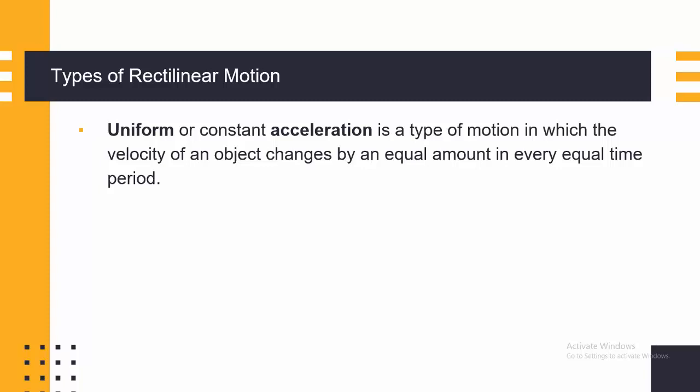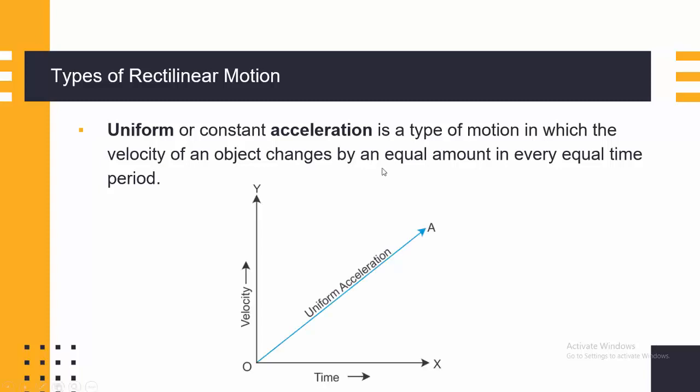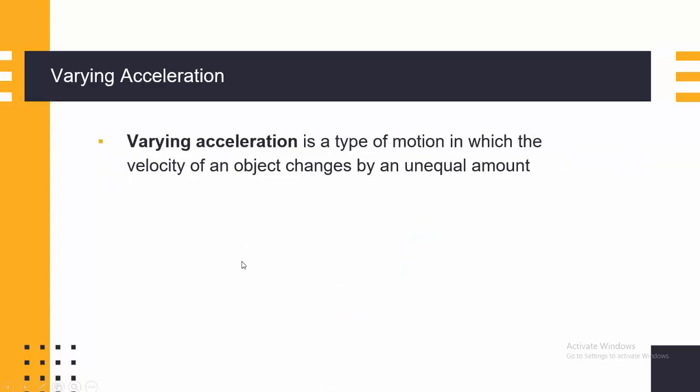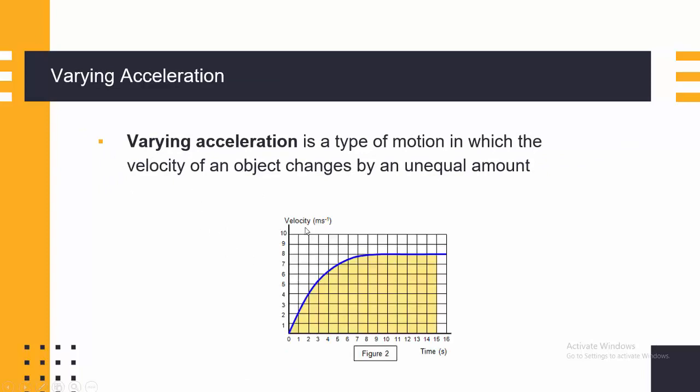There are two types of rectilinear motion. The first one is with constant acceleration. With constant acceleration, the velocity changes uniformly with respect to time. From this graph you can see that the velocity changes uniformly with respect to time. That is uniform acceleration. The next one is varying acceleration. In varying acceleration, the velocity will not vary uniformly with respect to time.